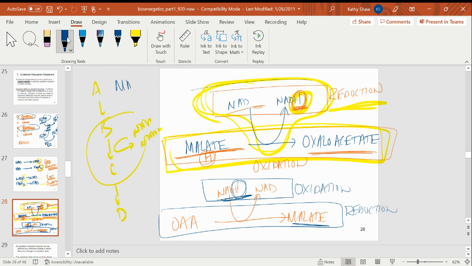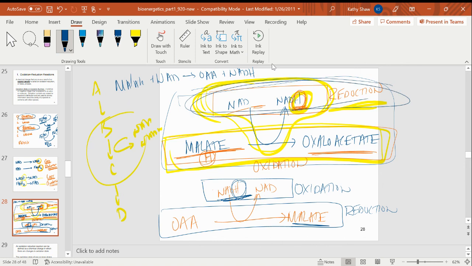We could have written it, and I think it's just more unclear, malate plus NAD goes to oxaloacetate plus NADH. And I think it's just more cluttered doing it that way. I think separating it like this lets us see, here's the reduction, here's the oxidation more clearly. But it's up to you, however you want to write your notes. I just want you to realize just because we write something over the arrow, it's not minimizing it.